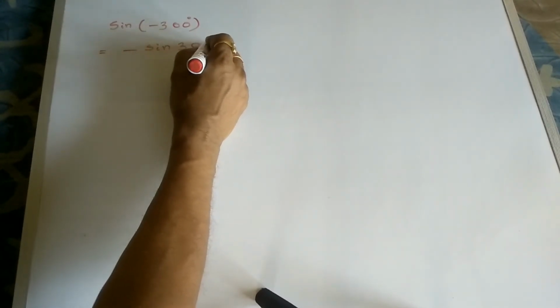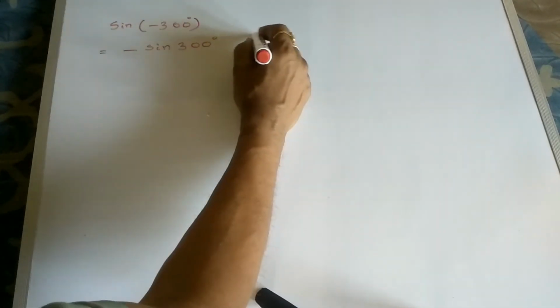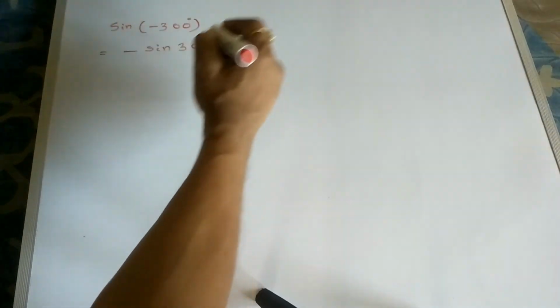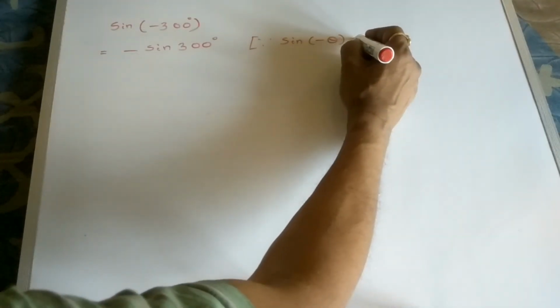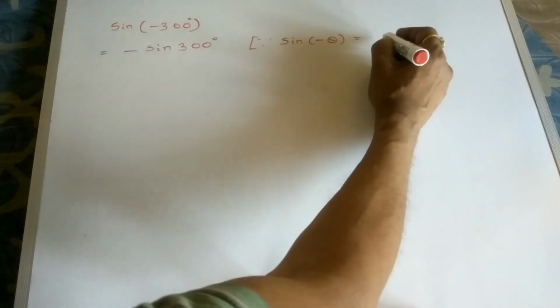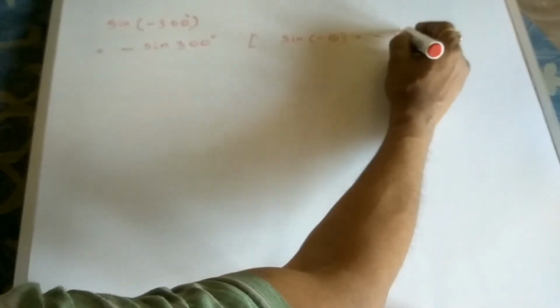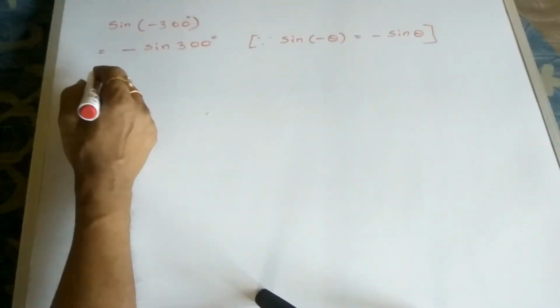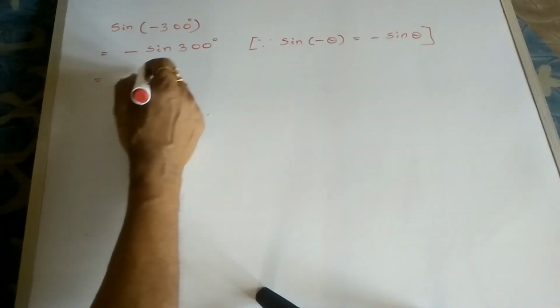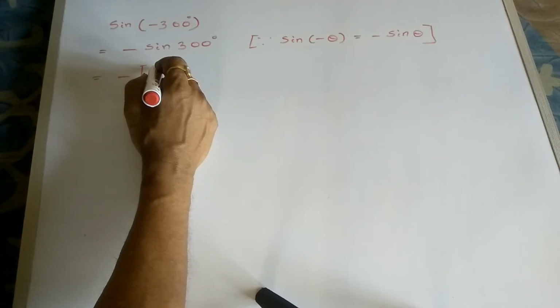Suppose it is sine minus 300. So first we have to make the angle positive, so minus sine 300, step 1. Now express in the multiple of 90. We know that sine minus theta is equal to minus sine theta in step 1.